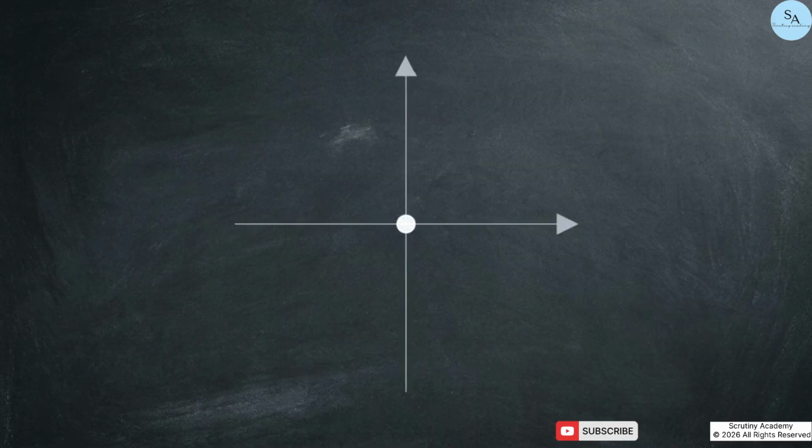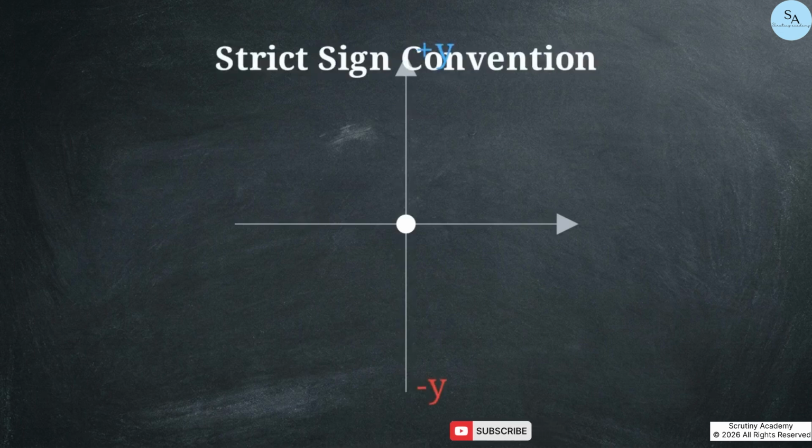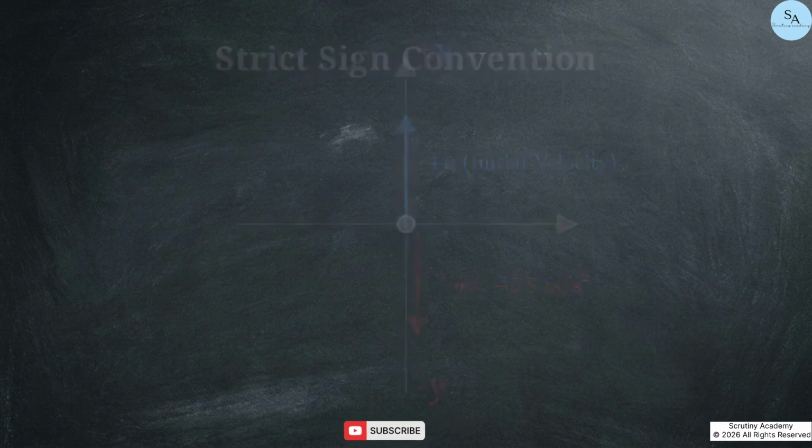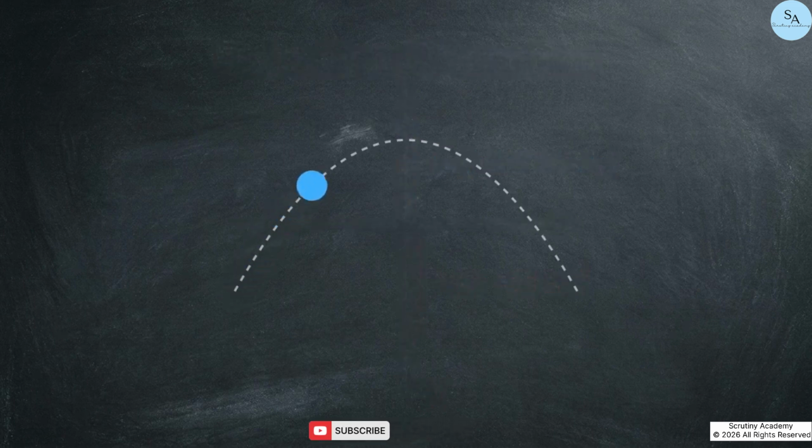The most common calculation error in exam conditions has nothing to do with complex algebra. It is failing to lock in a strict sign convention. If you define upward initial velocity as positive, then downward gravity must be written as a negative value.